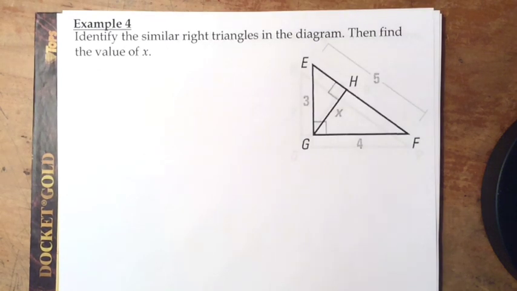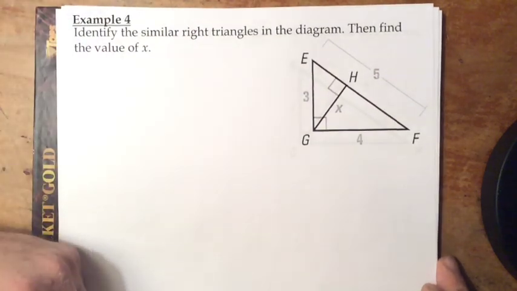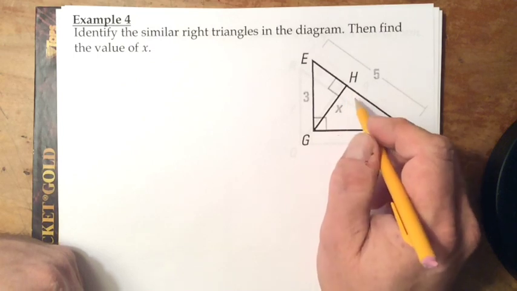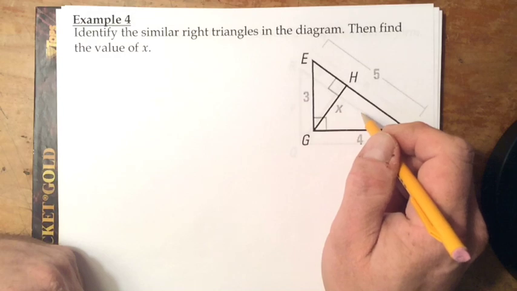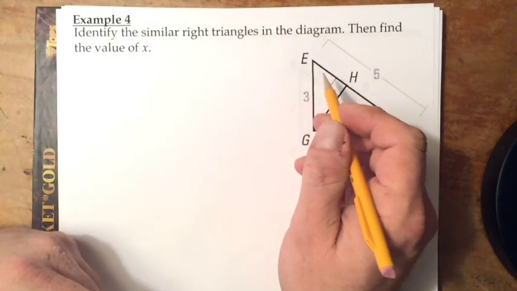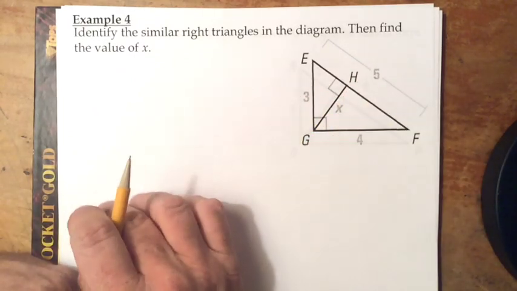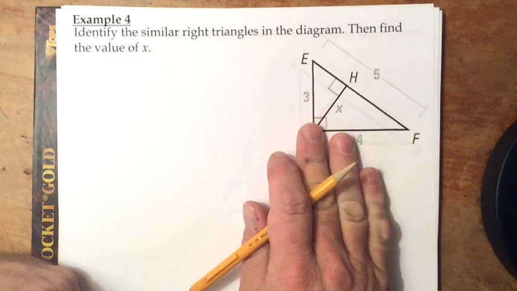Example 4. Identify the similar right triangles in the diagram. Then find the value of x. This will be the first time we will identify the 3 right triangles created by a right triangle and an altitude without drawing or redrawing the triangles in a position that makes it easier to see. So I'm still going to use short leg, long leg, hypotenuse kind of system or pattern to name these, but instead of drawing the triangles out, I'm going to just use this diagram to do it.